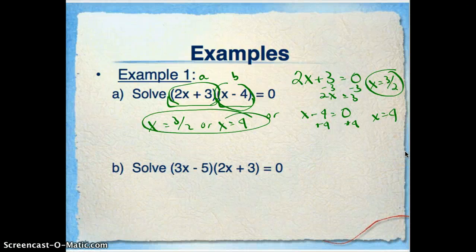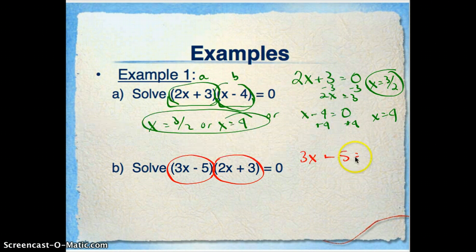Okay. So if I ask you to do this one, try this one on your own. Solve the quantity 3x minus 5 times the quantity 2x plus 3 equals 0. Again, I've got a product here, so this times this equals 0, which means that one of those expressions must equal 0. So either 3x minus 5 equals 0, if I add 5, I'm going to get 3x equals 5, or x equals 5/3. If I do my second one, 2x plus 3 equals 0. Hey, that's the one I already just solved from above.